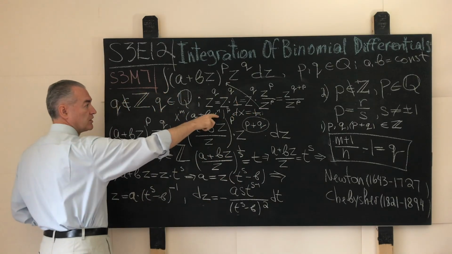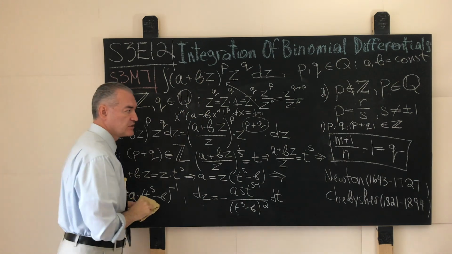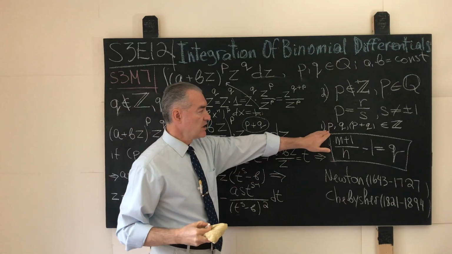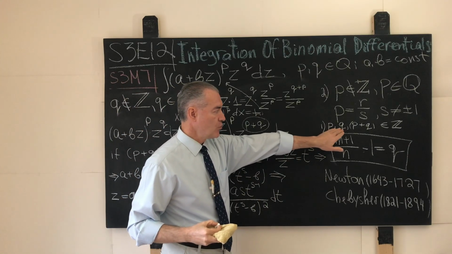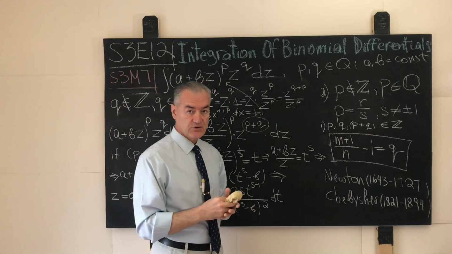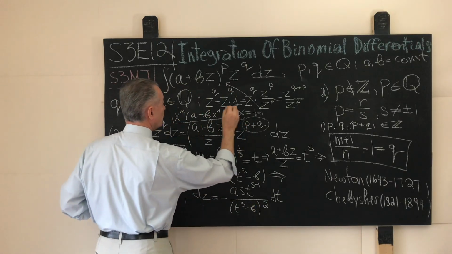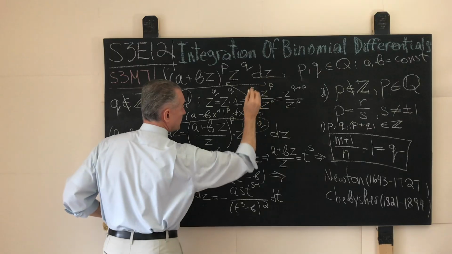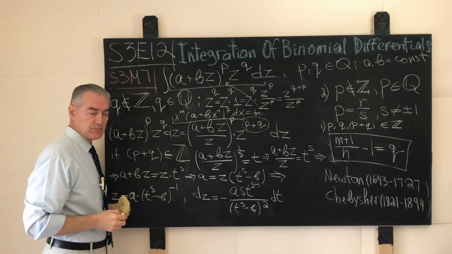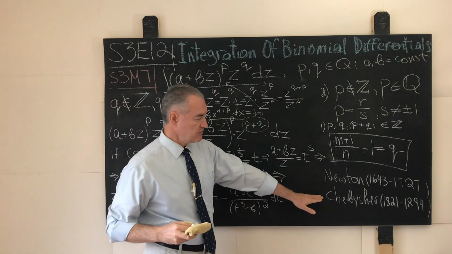So these two integrals, these two differentials right here, are integrable only in three cases: when the number either p or q or p plus q is an integer, then this whole mess over here is representable as a finite combination of elementary functions. And that was proved, actually, formally.